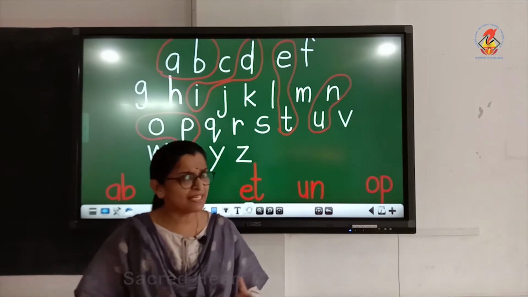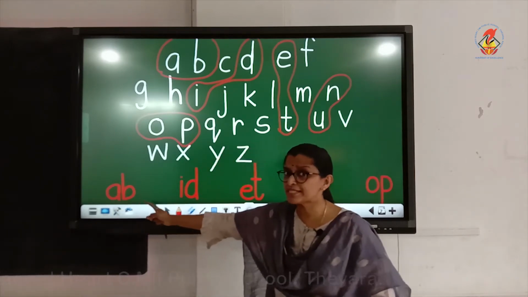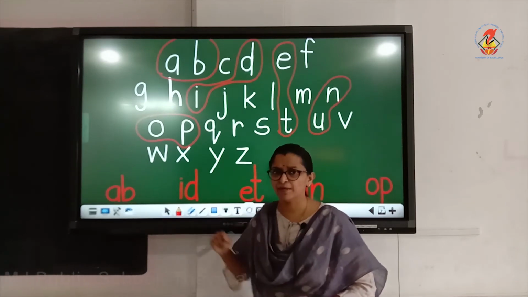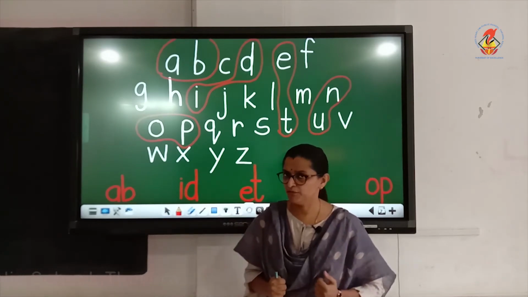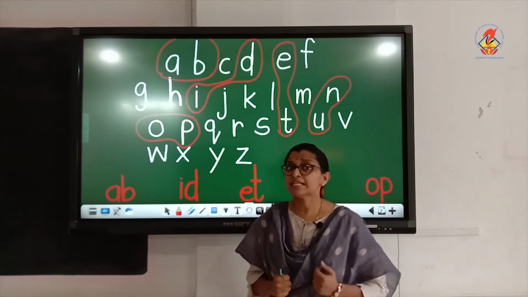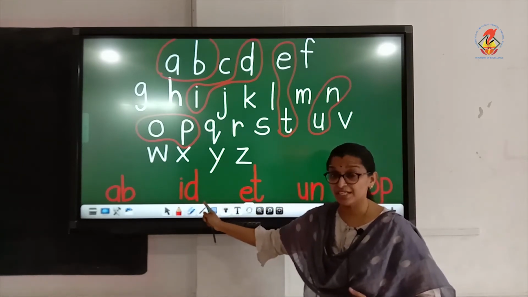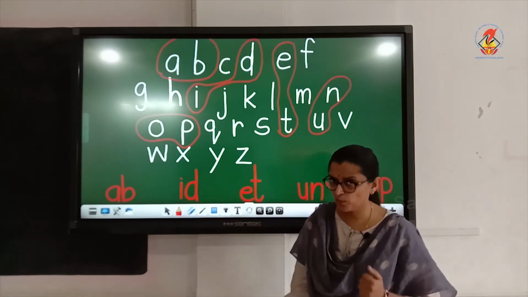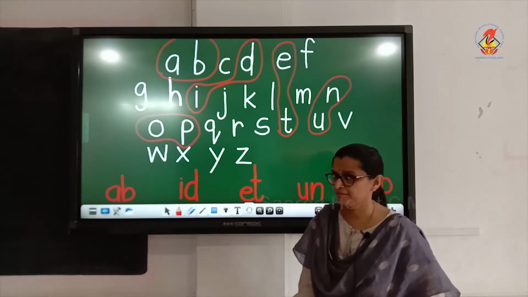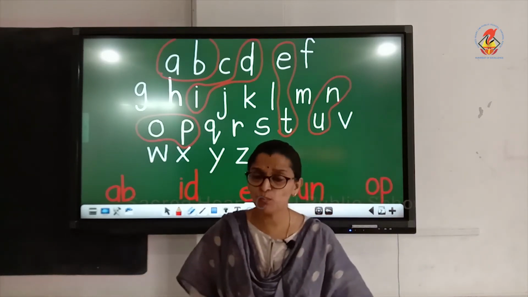Do you think they mean anything? No. Just see the first group. What sound does the first group say? A, b, ab. Is it a word? No. Does it mean anything? No. Just see the second group. Id. Is it a word? No. Does it mean anything? No. None of these groups made a meaningful word.